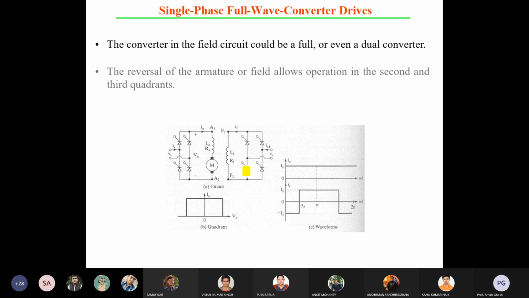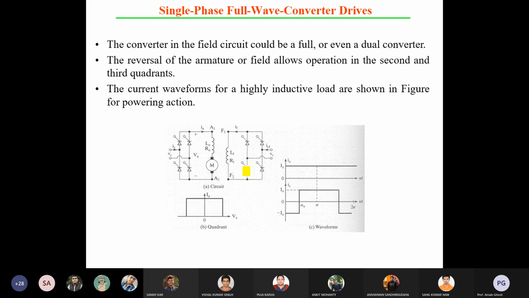Now, full wave converter drives. What are the other important things? The converter in the field circuit could be a full converter or even a dual converter. The reversal of the field allows operation in the second and third quadrants. So based on the configuration of your bridge, your converter may work in the second and third quadrants also. The load is highly inductive, as given in the figure. These are all the very basics of two quadrant operation using a full wave converter.